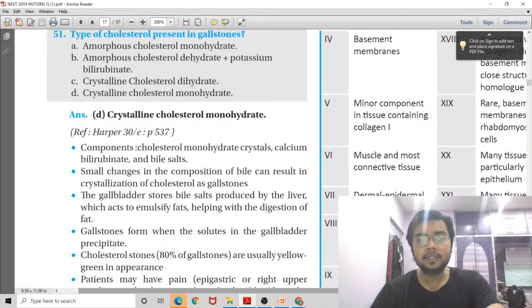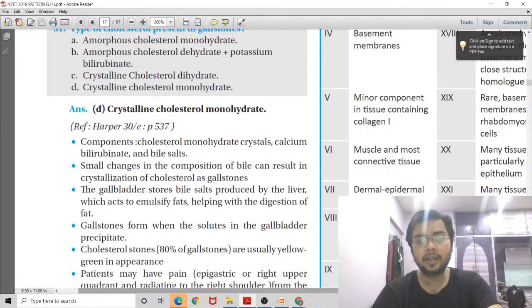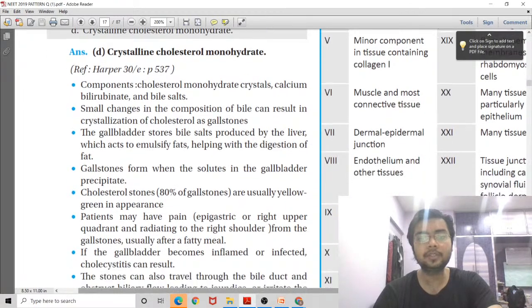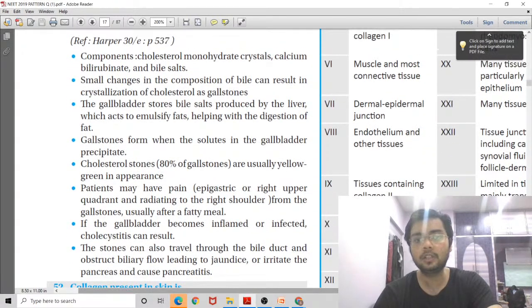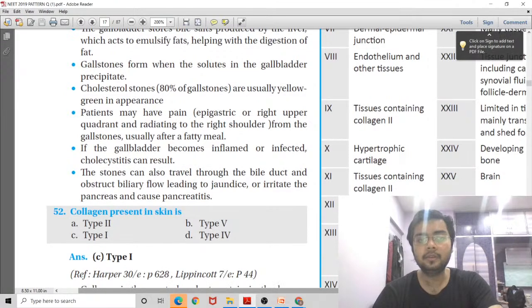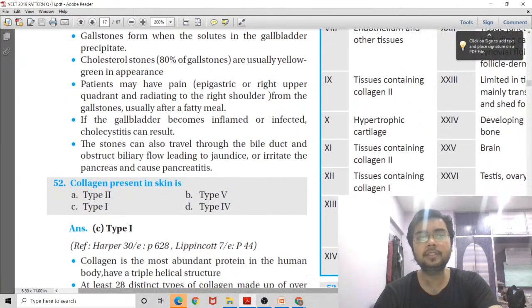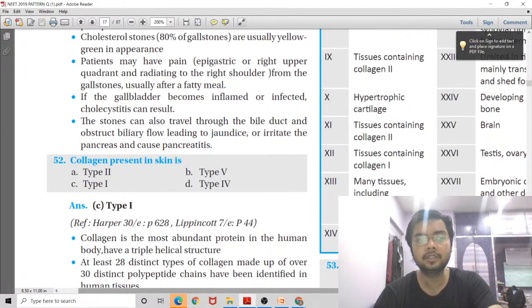So anyway, these cholesterol stones basically have cholesterol monohydrate crystals, calcium bilirubinate, and bile salts. So these are monohydrate mostly. Cholesterol stones are yellow-green in appearance, and 80% of gallstones are cholesterol stones.